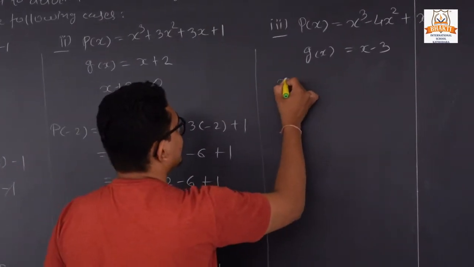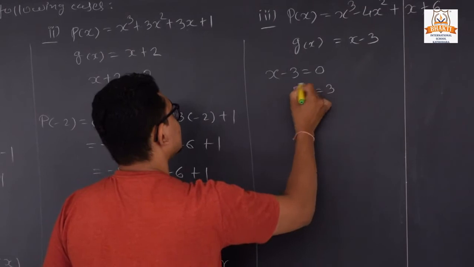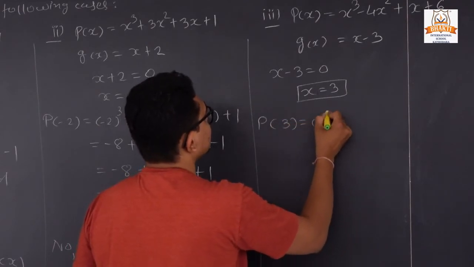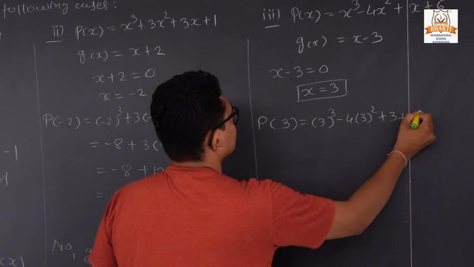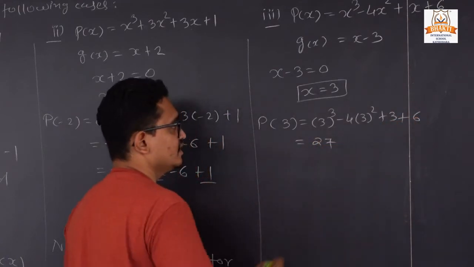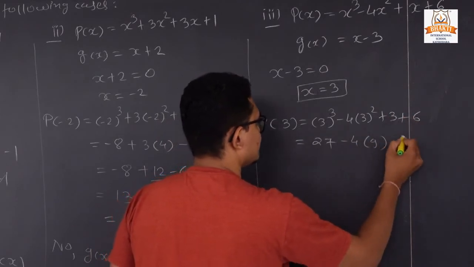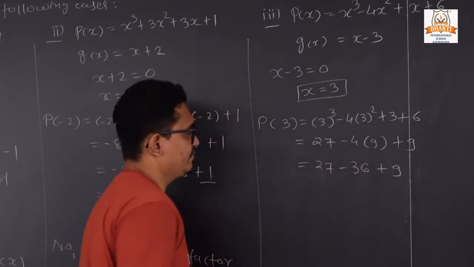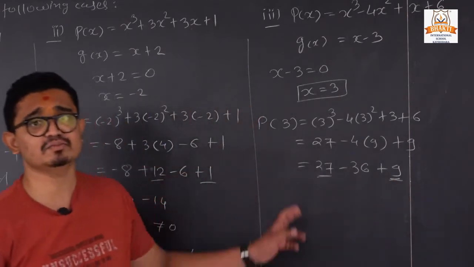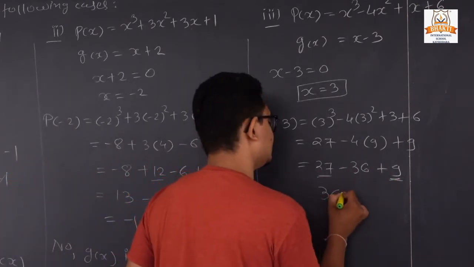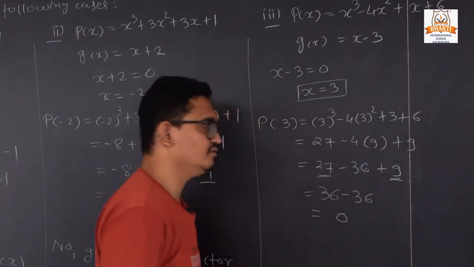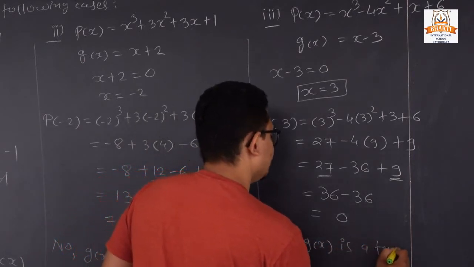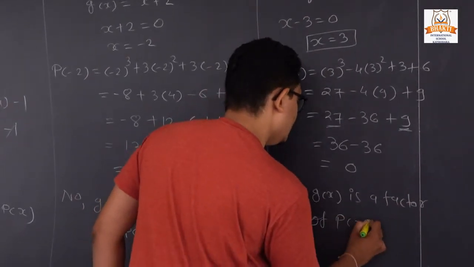Last, same method. First of all, x minus 3 is equal to 0, so x is equal to plus 3. Now plus 3 is put in our polynomial, so p of 3 is equal to 3 cubed, 3 squared, 3 plus 6. So 3 cubed is 27, 3 squared is 9, 6 plus 3 once again 9. These both are plus terms, so 27 plus 9 is 36, minus 36, the answer is 0. So what can we say? Yes, g of x is a factor of p of x.